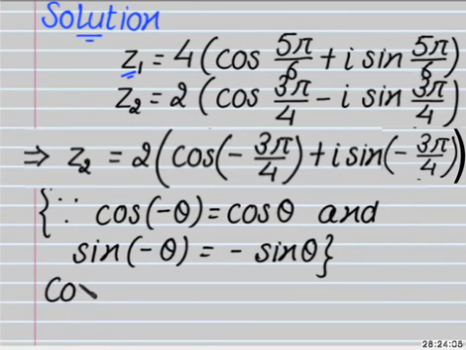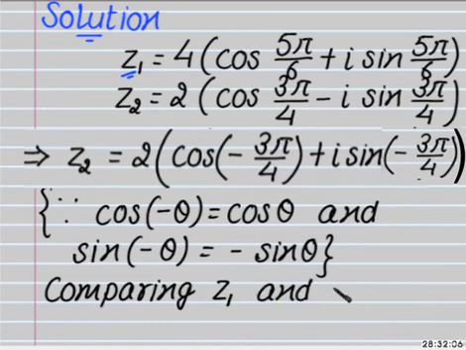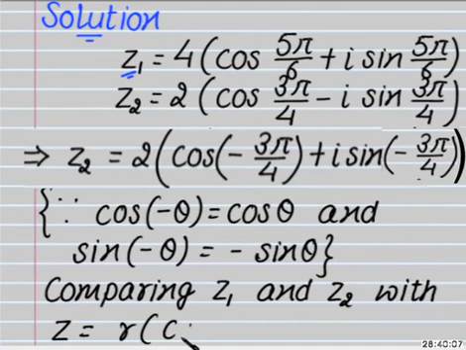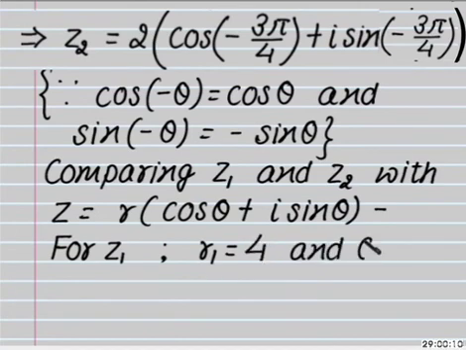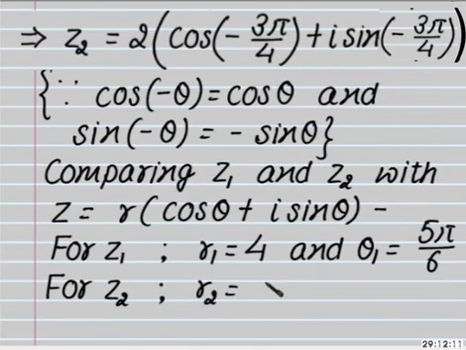So comparing Z1 and Z2 with the polar form for any complex number Z equal to R into cos theta plus iota sin theta, we get for complex number Z1, R1 is equal to 4 and theta 1 is equal to 5 pi by 6, and for complex number Z2, R2 is equal to 2 and theta 2 is equal to minus 3 pi by 4.